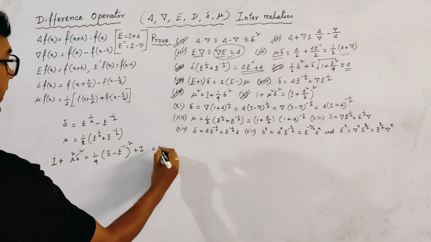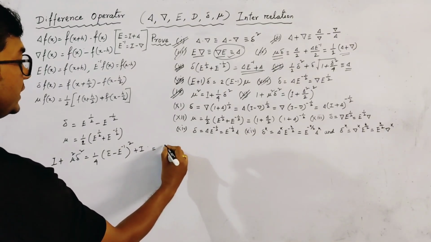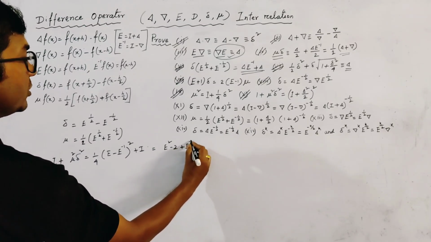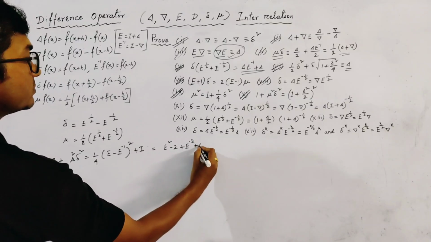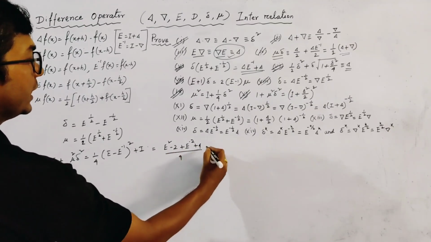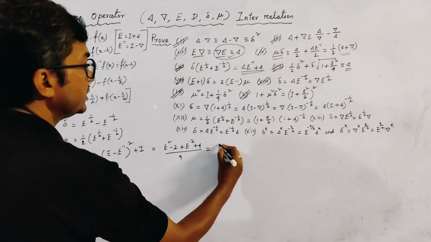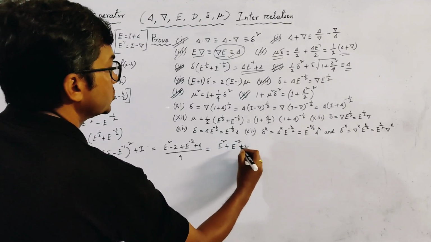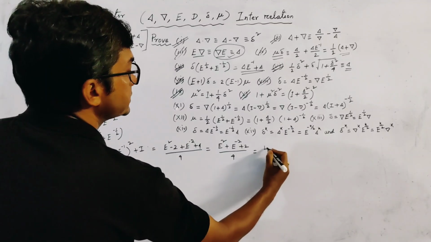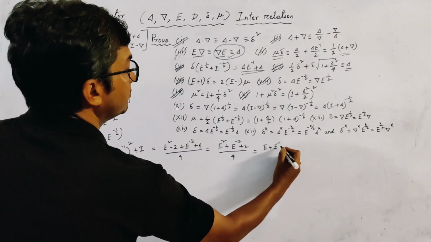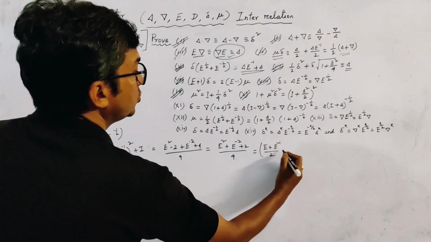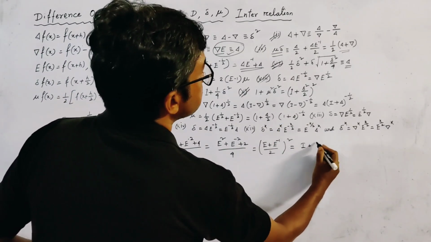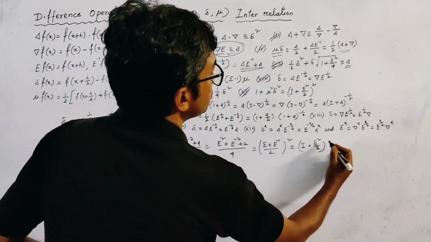So we get from here e square minus 2 plus e to the power minus 2 plus 4 by 4, and this is given by e square plus e to the power minus 2 plus 2 by 4, and this is e plus e inverse by 2 whole square. This is equal to I plus delta square by 2 whole square.